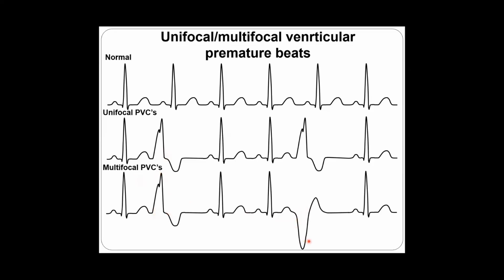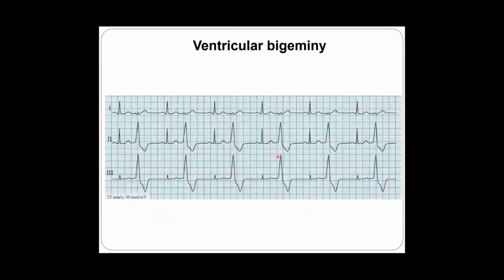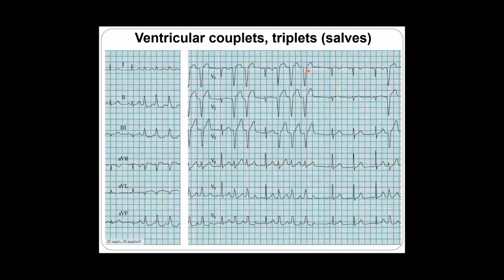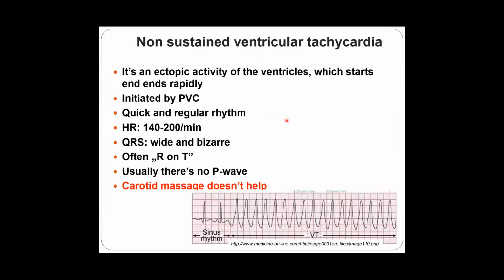This is how we know that is a multifocal premature beat formation. Again, we can have bigeminy. Every second beat is a ventricle premature beat, so that's a ventricle bigeminy. Quadrigeminy, every fourth one is a ventricle premature beat, okay. Or we can have a couplet or triplets of a ventricle, the salves. Yes, that's a possibility, okay.